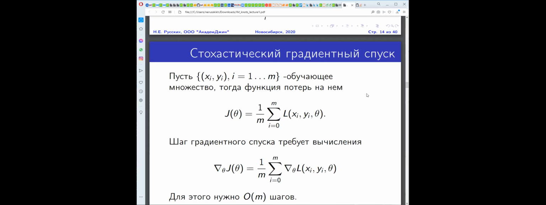Да, что я еще хотел сказать насчет всего этого. Тем, чем в общих чертах занимаются специалисты по глубокому обучению, они сидят и настраивают разные гиперпараметры.